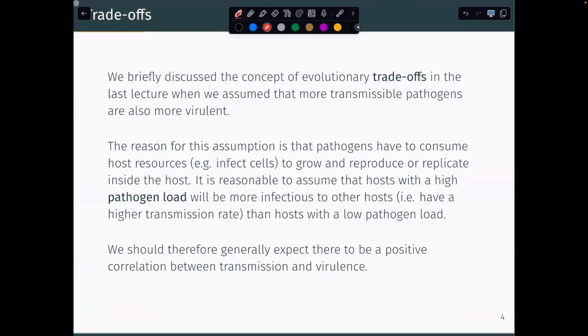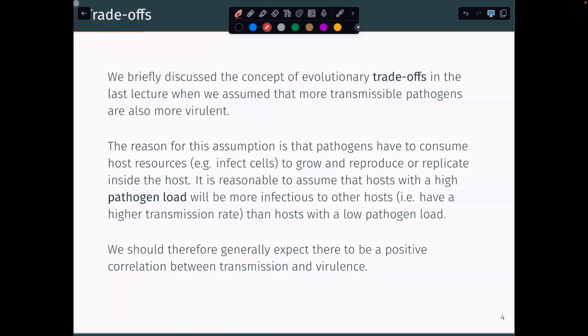So I mentioned this idea of trade-offs a couple of times now. We discussed this last lecture, and we just said, okay, we're going to assume that more transmissible pathogens are more virulent. So to go into this in a little more detail, or as a reminder, the motivation behind this transmission-virulence trade-off is that pathogens have to infect cells and consume host resources in order to replicate, in order to grow within the host.